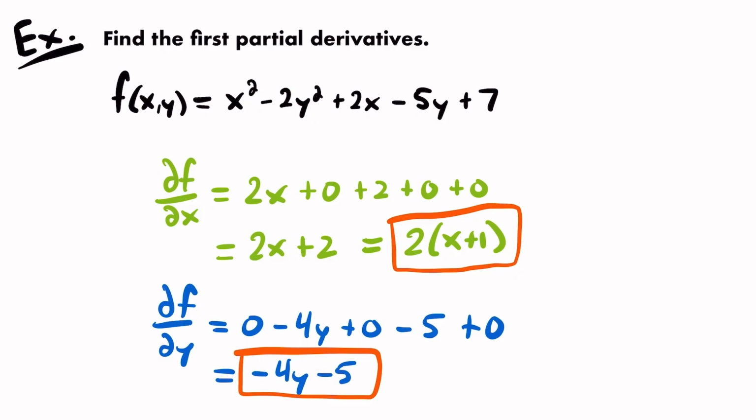And what that represents is the slope of the tangent line in the y direction for a point on the surface represented by this function. Okay, let's take a look at another example.